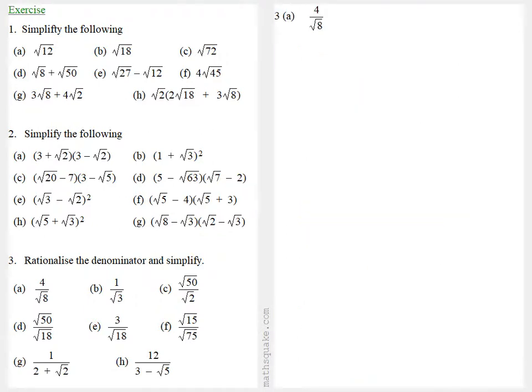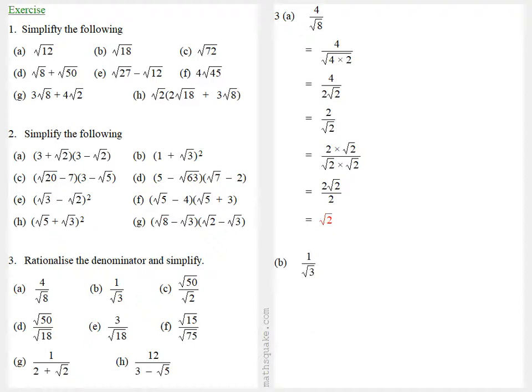Now in question 3, we're given some fractions, so we want to rationalise the denominator. Now we've got 4 over root 8. Root 8 can be written as root 4 times 2, which can be written as 2 root 2. So the original is equal to 4 over 2 root 2, or 2 over root 2. Now if we multiply top and bottom by the square root of 2, we'll have 2 root 2 over root 2 times root 2, which is 2 root 2 over 2. Now the 2's cancel and the answer is root 2.